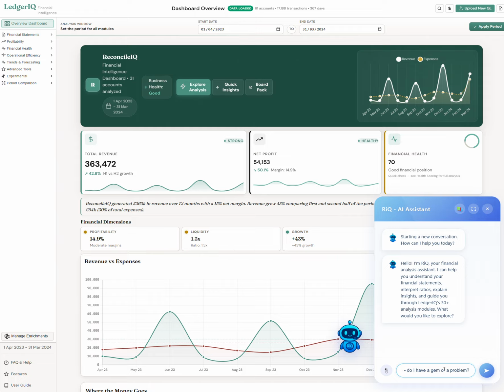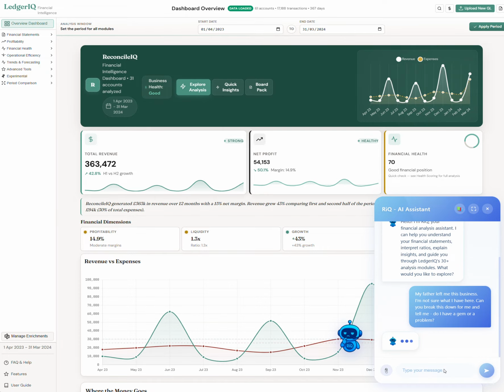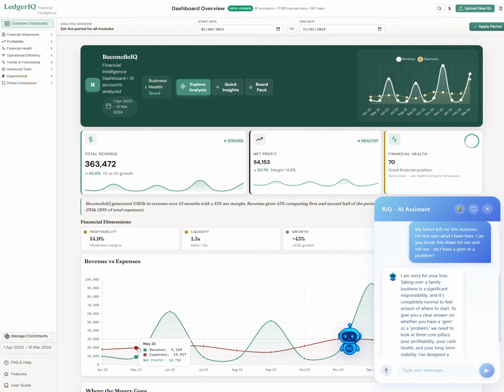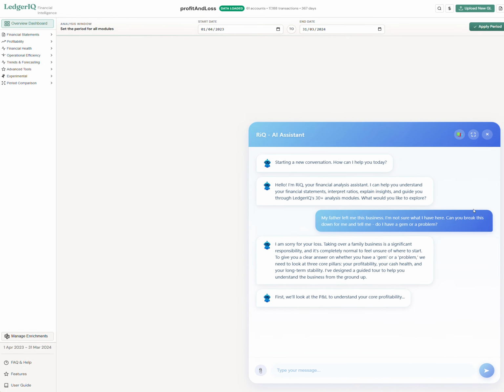Let's see what happens. What Rick's about to do is he's going to take what I've just said to him and he's going to give me a tour through some of the modules. He's going to simulate events. He's going to use the front end sliders. He's going to basically answer my question using as much information as possible. So let's go for it. You see he's thinking there. Okay, so let's expand this.